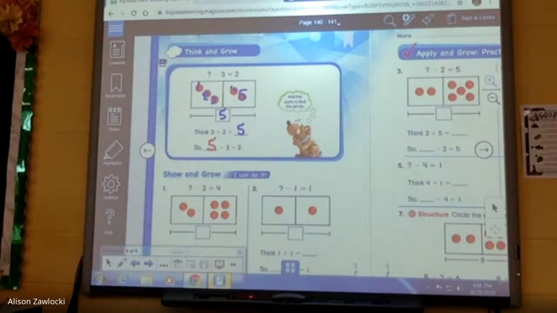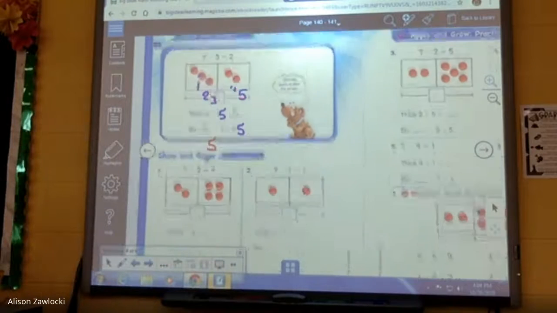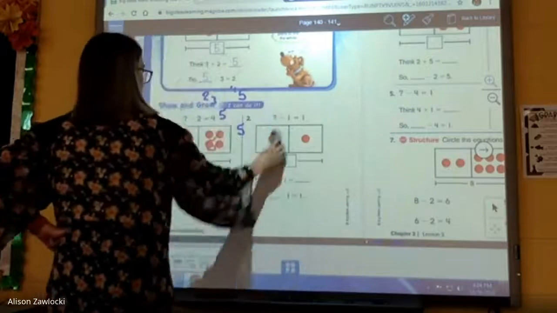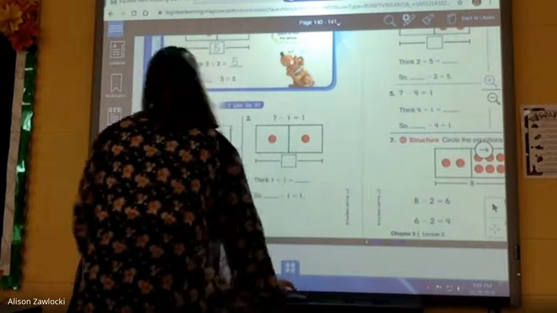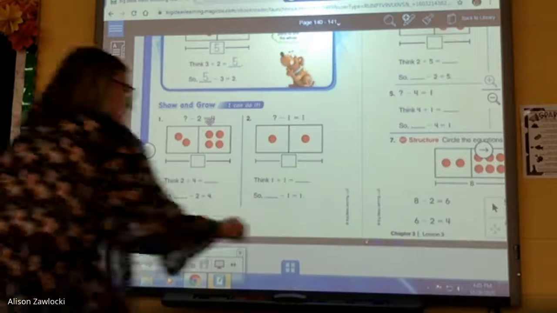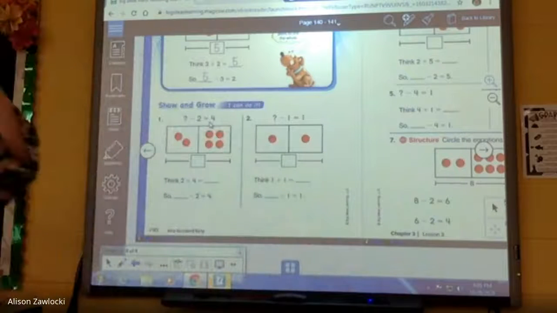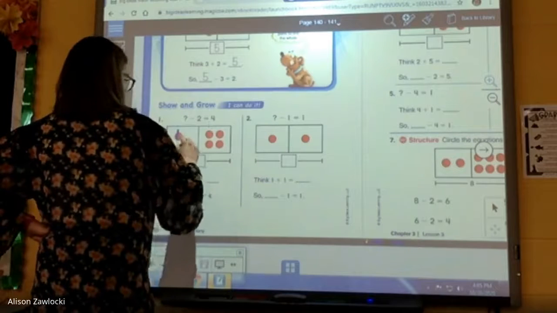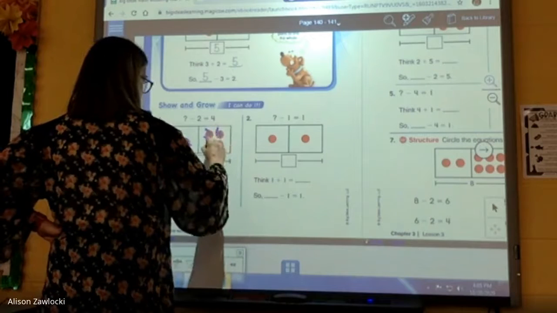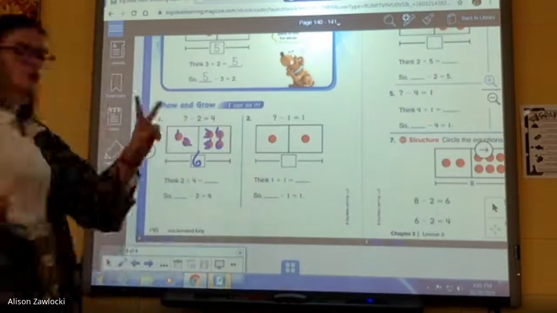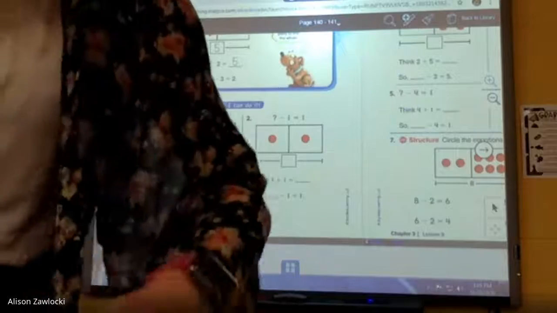Let's do our show and grow together now. Okay, so we see number 1 and number 2. Let's do this together. So we have the first number missing. I am going to write my numbers in my counters just to help me count, okay? So let's see. 1, 2, 3, 4, 5, 6. How many total counters do we have? We have 6. So think 2 plus 4 equals 6.